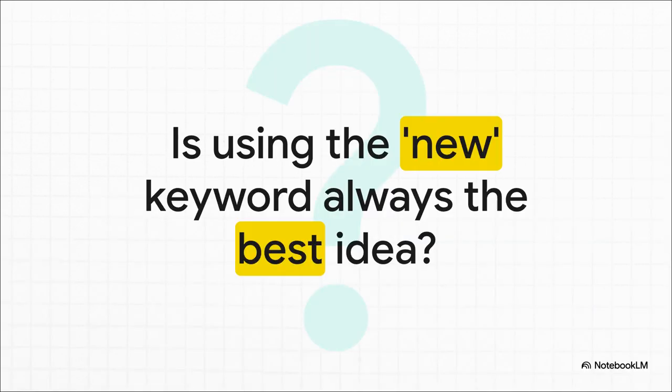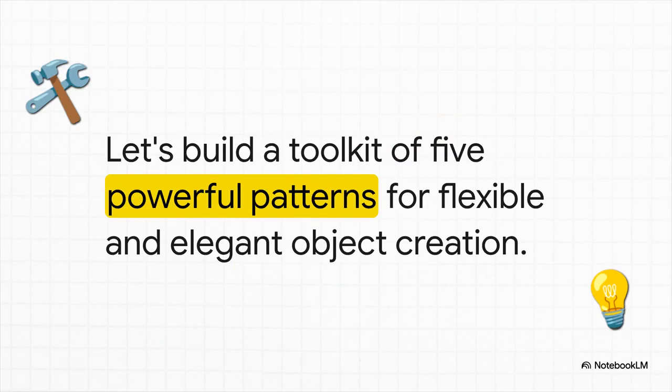So if you're a developer, you use the new keyword all day long, right? It's muscle memory. It's how we make things happen. But have you ever really stopped and asked yourself, is this always the best way? What if our go-to tool is actually painting us into a corner, making our code brittle and a real pain to change down the line? Well, that's what this is all about.